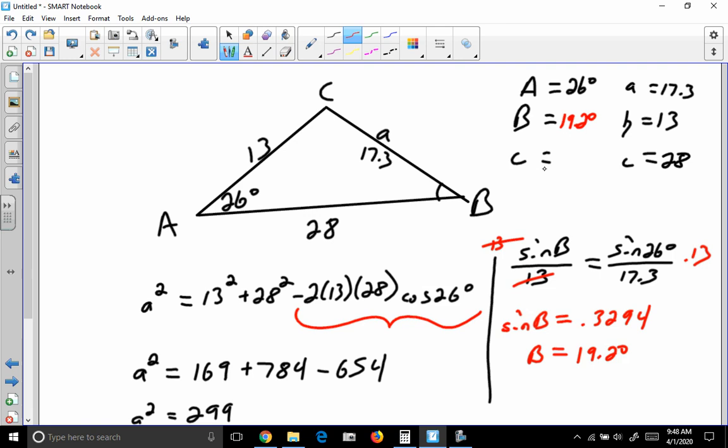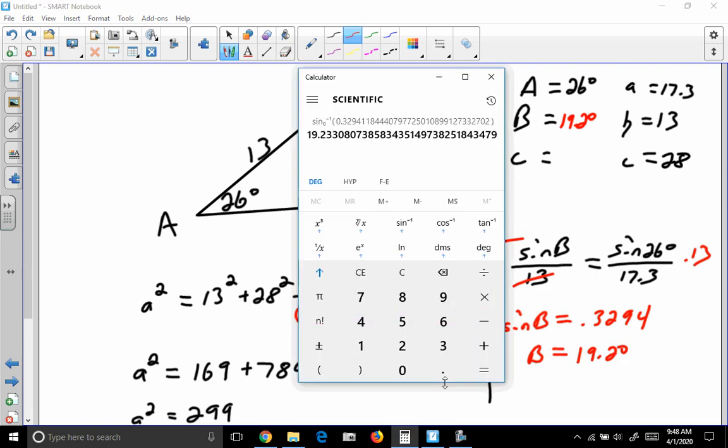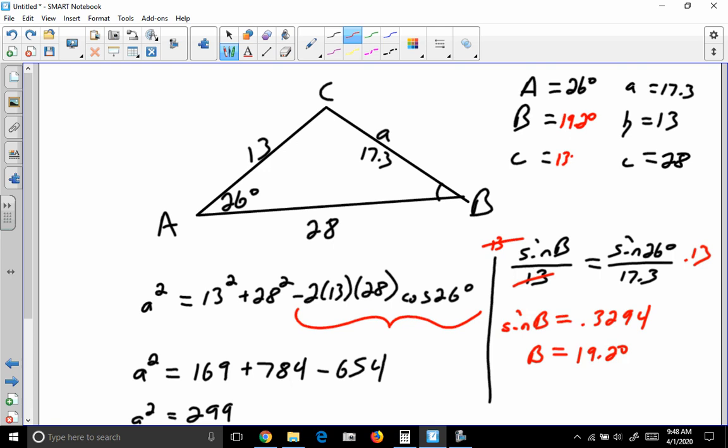And then to get angle C, we know we have a total of 180 degrees, and just subtract what we've used. We've used 26, and we've used 19.2, so that leaves 134.8 for angle C. And we're done. All right, so let's do another one.